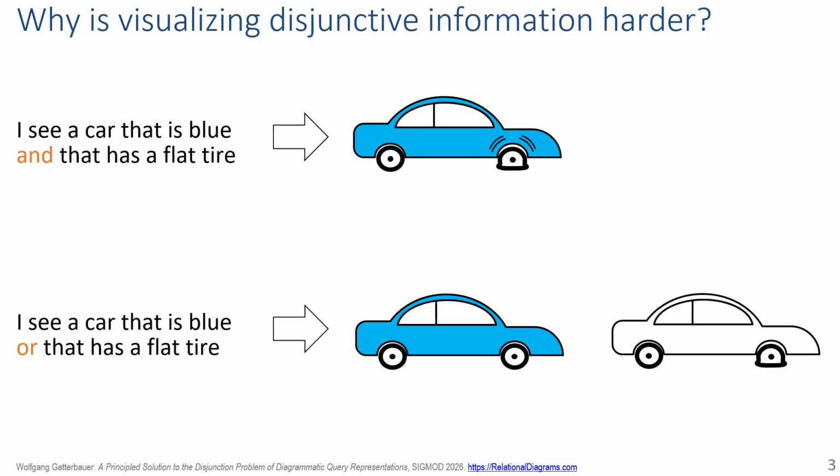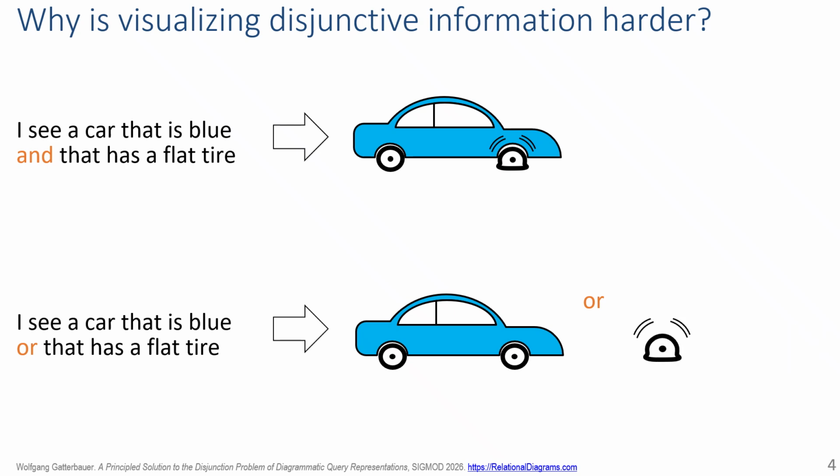What about this? Not really, because now we see two cars. We need some symbol to indicate that those two cars are alternative options. Also, this on the right side is a white car. We rather want to show something like this. But isn't it surprising how difficult disjunctions become for images?